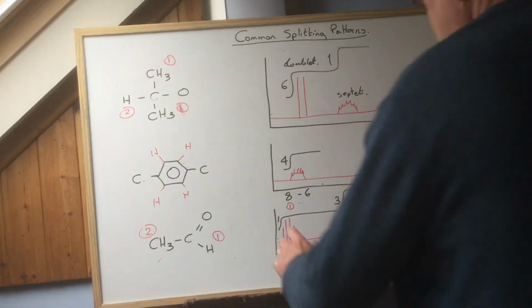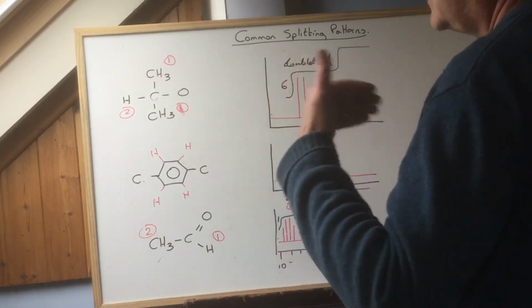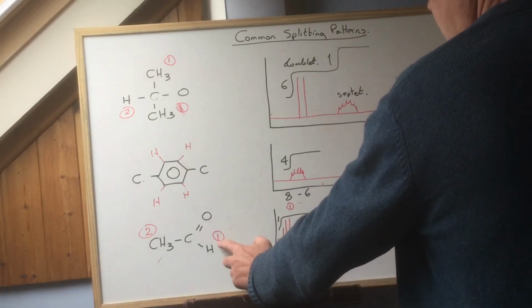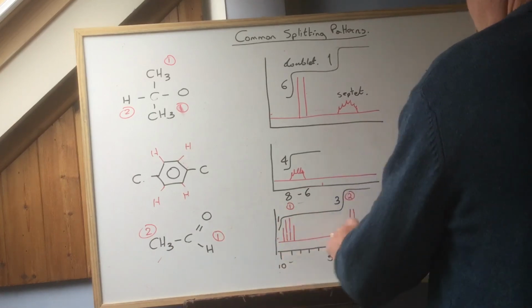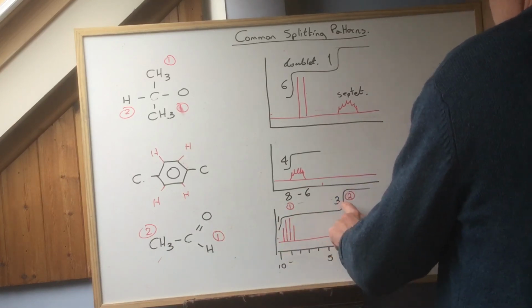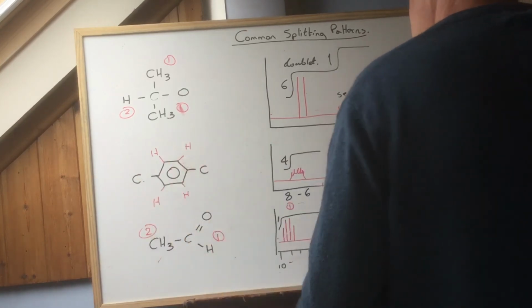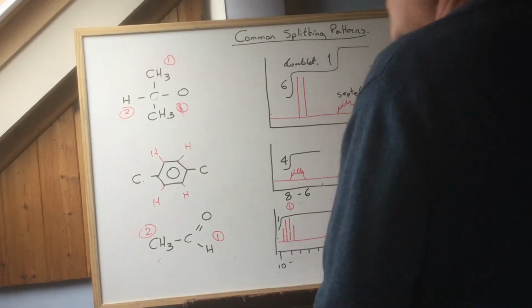And the other thing is, don't ever confuse the amount of splitting with the integration, because that's split into 4, a quartet. That one there is split into 4, but it's only 1 proton in that environment. That is only split into 2, but there are 3 in that environment. So again, it's counterintuitive, but you get there if you do a few of these. Okay, that's a few things in your armoury for later.